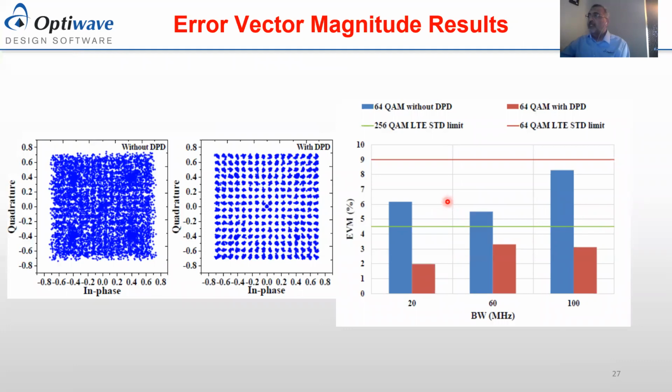Now, a limit which is set by the European Telecommunications Standards Institute for 64 QAM is 9% EVM, and for 256 QAM is 4.5% EVM. Now, as you can see here, for the 64 QAM without digital predistortion, these are the measurements for 20 megahertz bandwidth, and 60 megahertz with 3 channels and 5 channels, and always, as you can see, the EVM results with predistortion are lower than the limit, as you can see here, in percent.